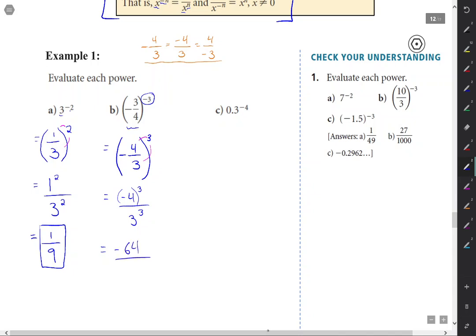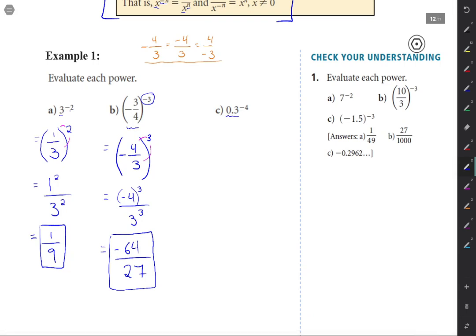And 3 times 3 times 3 in the denominator is equal to 27. And I don't think there's a way for us to reduce that, so here's our final answer, negative 64 over 27. Now for this last one here, it's a little bit trickier because now they gave us this decimal here.